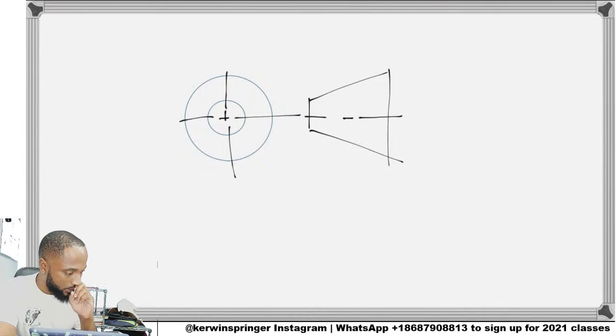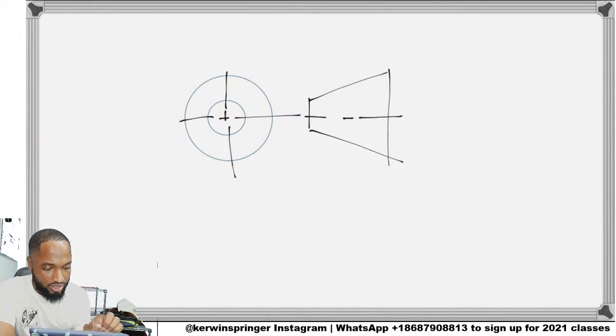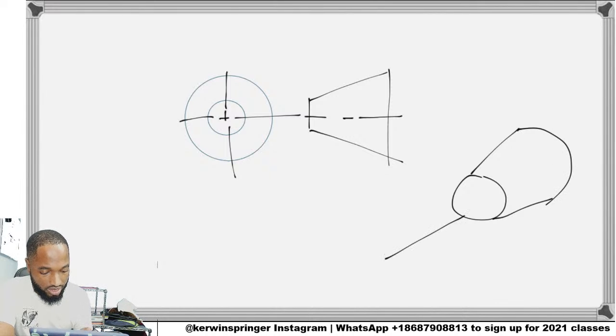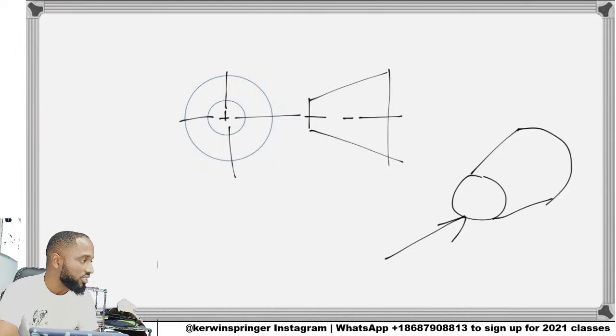So what projection is this? You normally use this kind of thing to indicate what's really going on. It's like a cone like this, and you're seeing from here, direct. And you notice this is not a dotted line. So what projection is this?